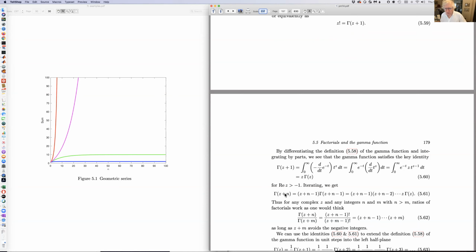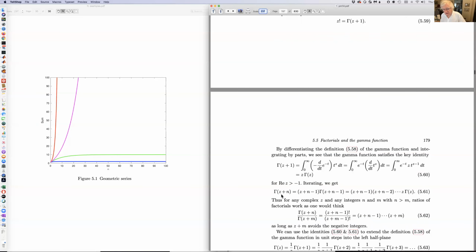Each time we add an integer, we get a factor out in front. So for example, gamma of z plus n is z plus n minus 1 times gamma of z plus n minus 1. So here what I've done is set z equal to z plus n minus 1. Right, z plus n minus 1.